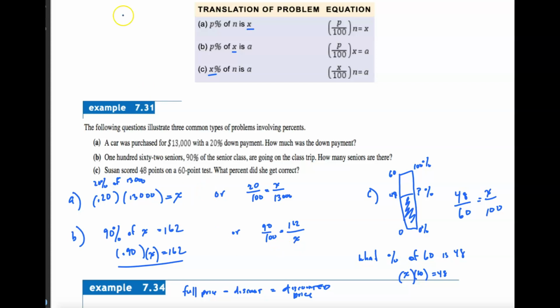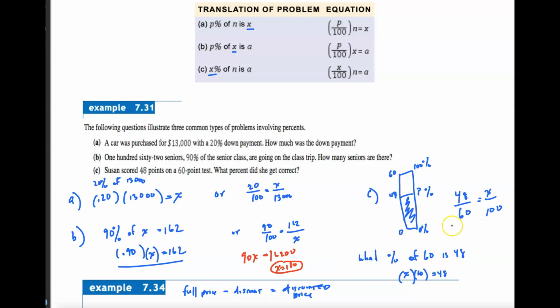On part B, you get 90x is equal to 16,200. Then you can go ahead and solve that, and you get x is 180. So that's another way to think about it.